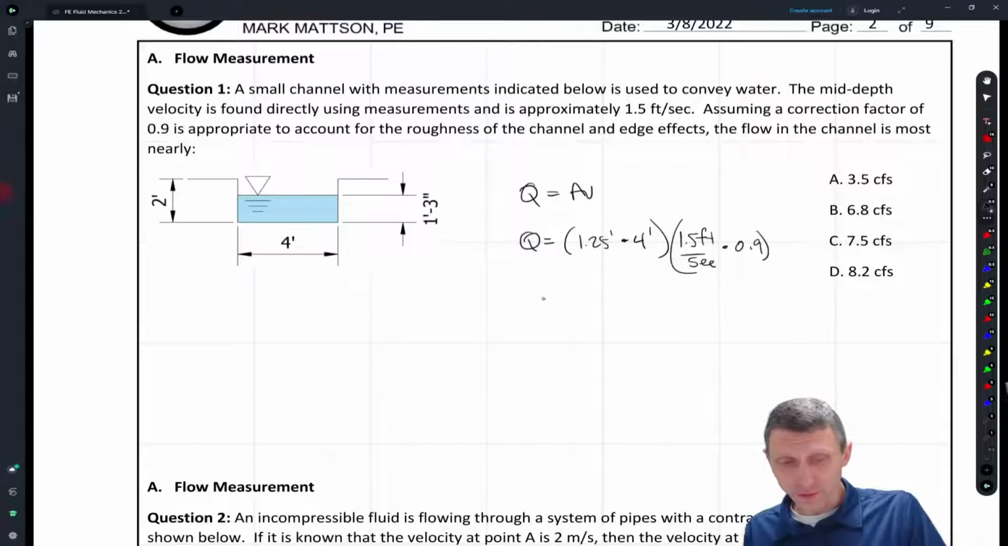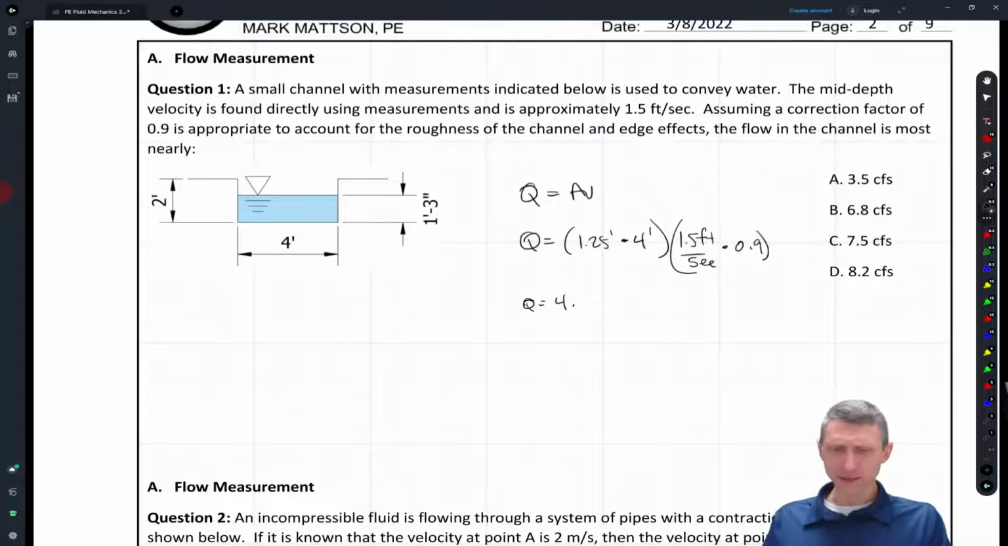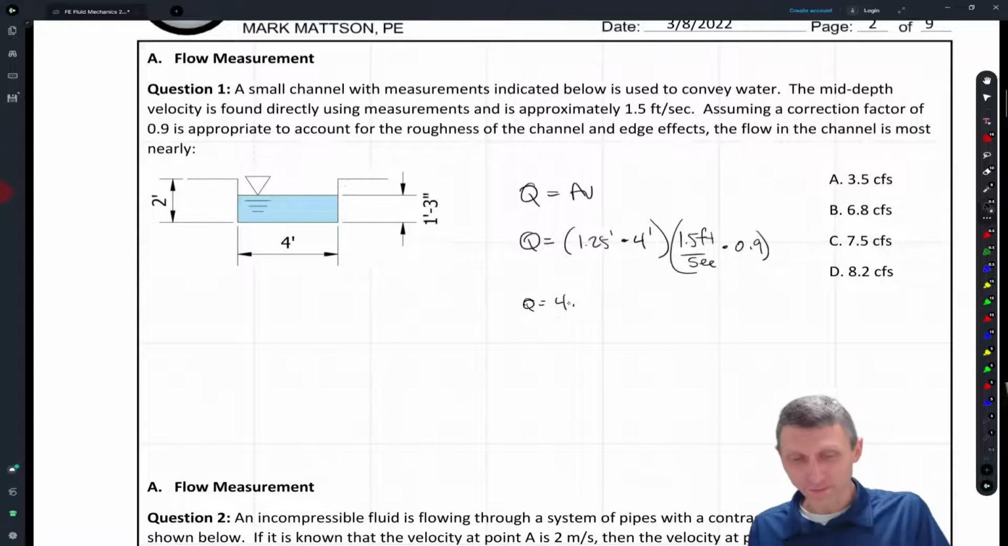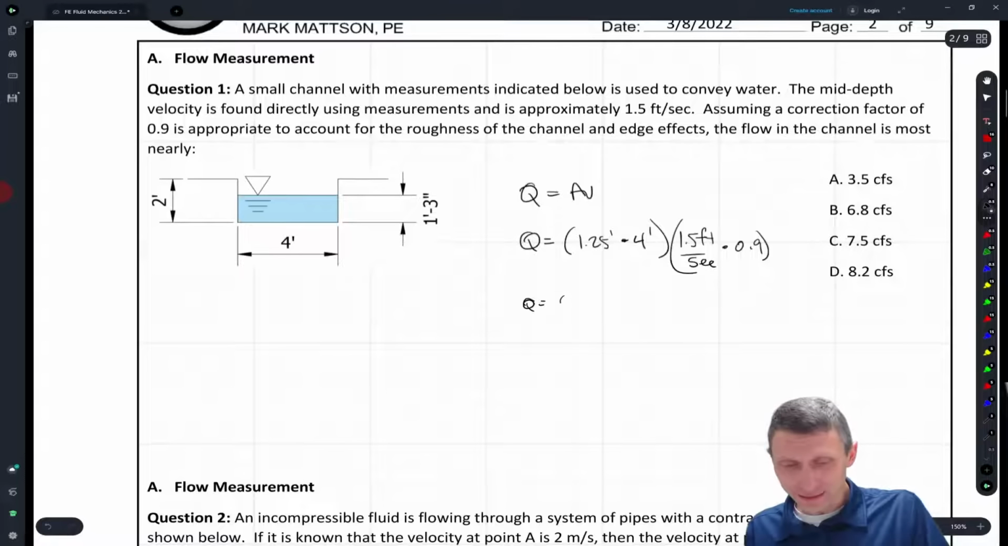So this is going to equal Q equals 4. Wait, what did I do? I didn't multiply that by 1.25 times 4 times 1.5 times 0.9. If I actually plug it into my calculator right, sorry about that, I get 6.75. In the units here, again, we get a foot and a foot, so that's cubic feet per second.